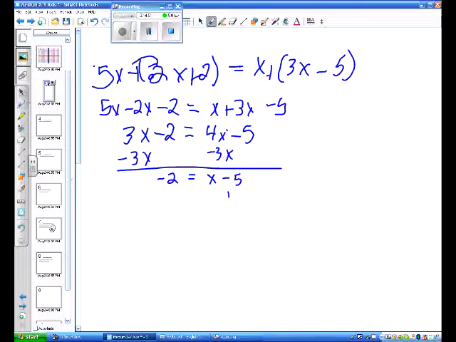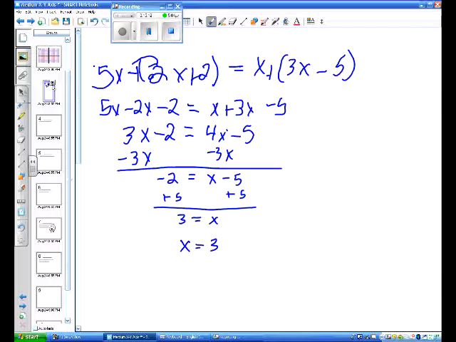Then we want to get our variable alone, so we're going to add 5 to both sides, which gives us 3 equals x. Now, if you don't like it written that way, we can use the symmetric property and switch it around. And so those are the steps that we go through as we begin to solve.